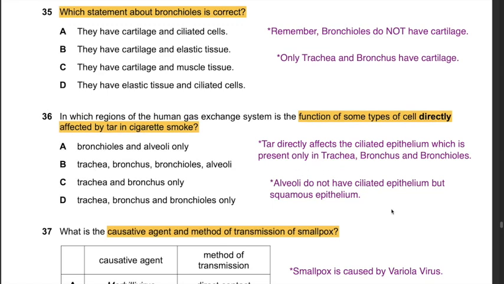Question 35. Which statement about bronchioles is correct? A. They have a cartilage and ciliated cells. B. They have cartilage and elastic tissue. C. They have cartilage and muscle tissue. D. They have elastic tissue and ciliated cells. Answers A, B and C all have the word cartilage. But do bronchioles have cartilage? The answer is no. Bronchioles do not have any cartilage at all. Only trachea and bronchus have cartilage. Remember this. So, bronchioles do not have cartilage. Hence, the only possible answer over here is answer D. They have elastic tissue and ciliated cells.